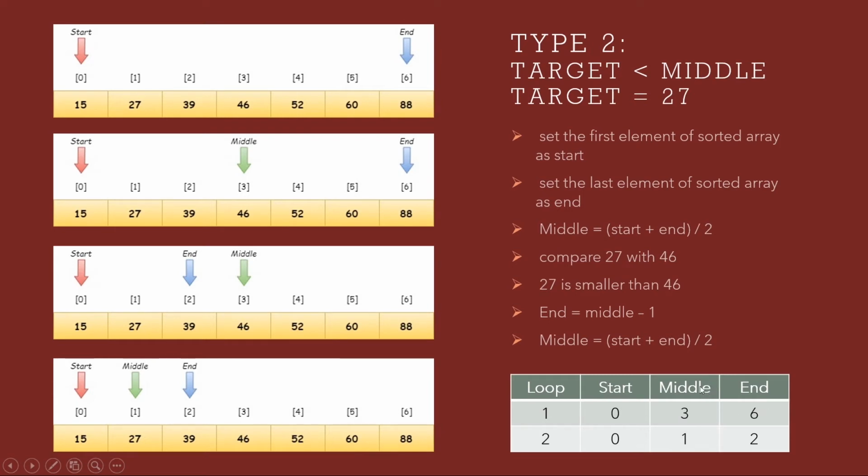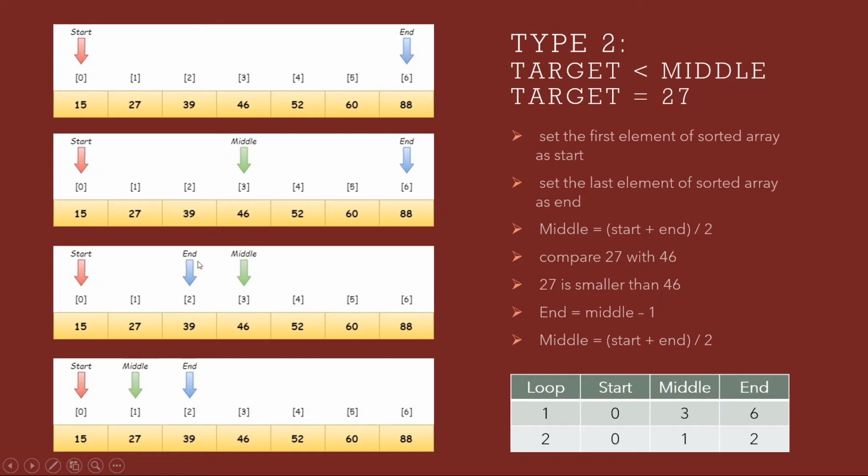So therefore, we compare the target value, which is 27, with the value of middle, which is 46. 27 is smaller than 46. So we need to use these two formulas to do the second loop. Inside the second loop, we can see that the n will change. So we use this formula, n equal middle minus 1. So we use 3 minus 1 become 2. So now the arrow of n will move from index 6 to index 2.